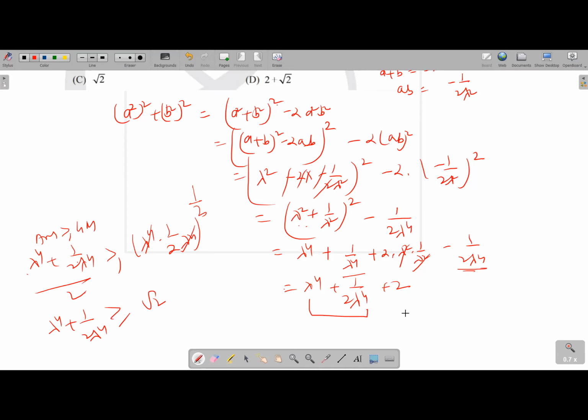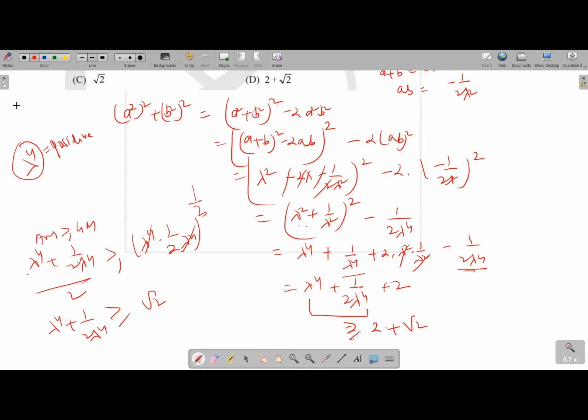Sir, I didn't understand that. Sorry, can you repeat that again, sir? What you just did? Yeah, from here, you can see that lambda raised to 4. Lambda raised to 4. So even if lambda is negative, power is even. So lambda, this complete thing will be always positive.